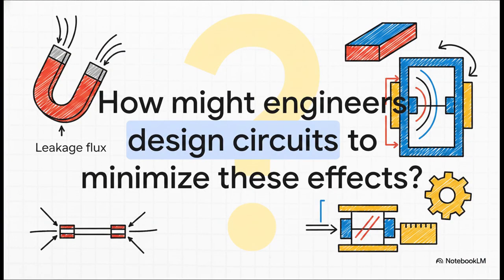And this really leads us to the big challenge for engineers. Now that we understand what causes all this leakage and fringing, how do we fight back? What choices in materials, or in the shape of the core, or in the size of the air gap could we make to minimize these effects and build a truly efficient machine?